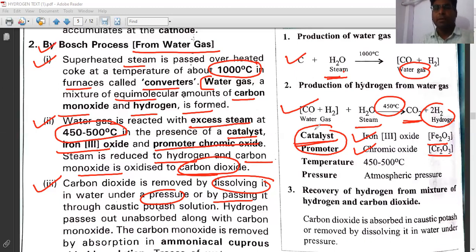So you know the effect of catalyst, it increases the rate. I did not understand anything in this Bosch process. Wait for a minute.